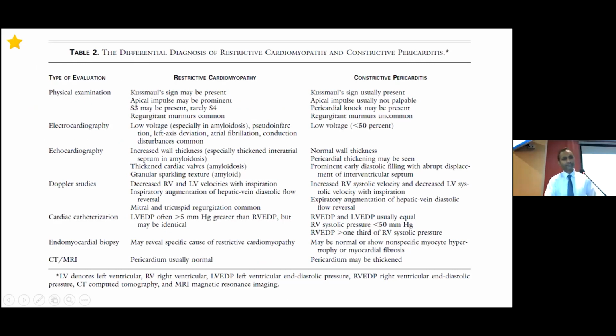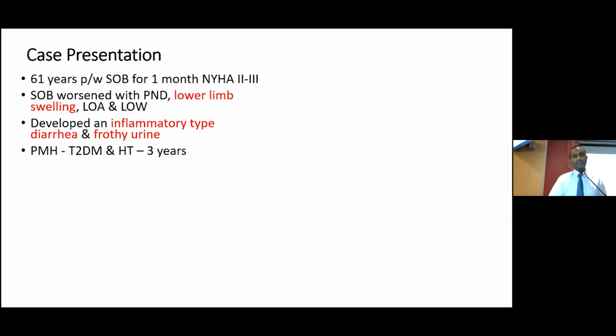I will move to the case presentation. This is a 61-year-old patient presenting with shortness of breath for 1 month, NYHA class 2 to 3, with lower limb swelling and foamy urine. The patient has diabetes and hypertension. So what are your decisions? What do you think?